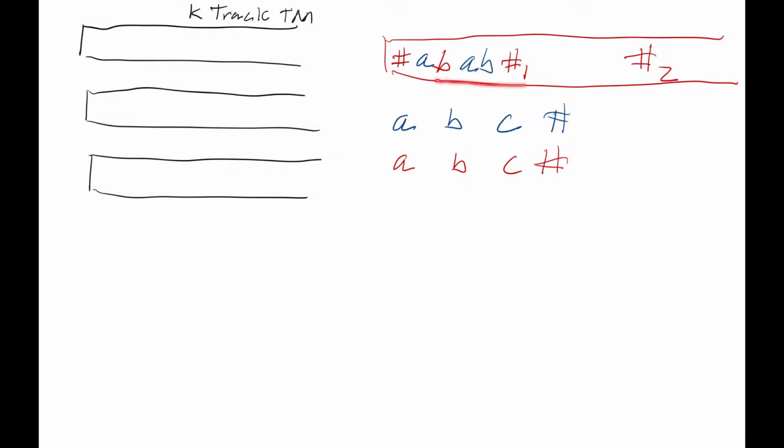So then we can move down over here, move the tape head of this machine down here, and we can simulate the tape head of the k-track Turing machine. You can read more in your book on how you would simulate the k-track Turing machine with a regular Turing machine. But now let's move on and talk about non-deterministic Turing machines.